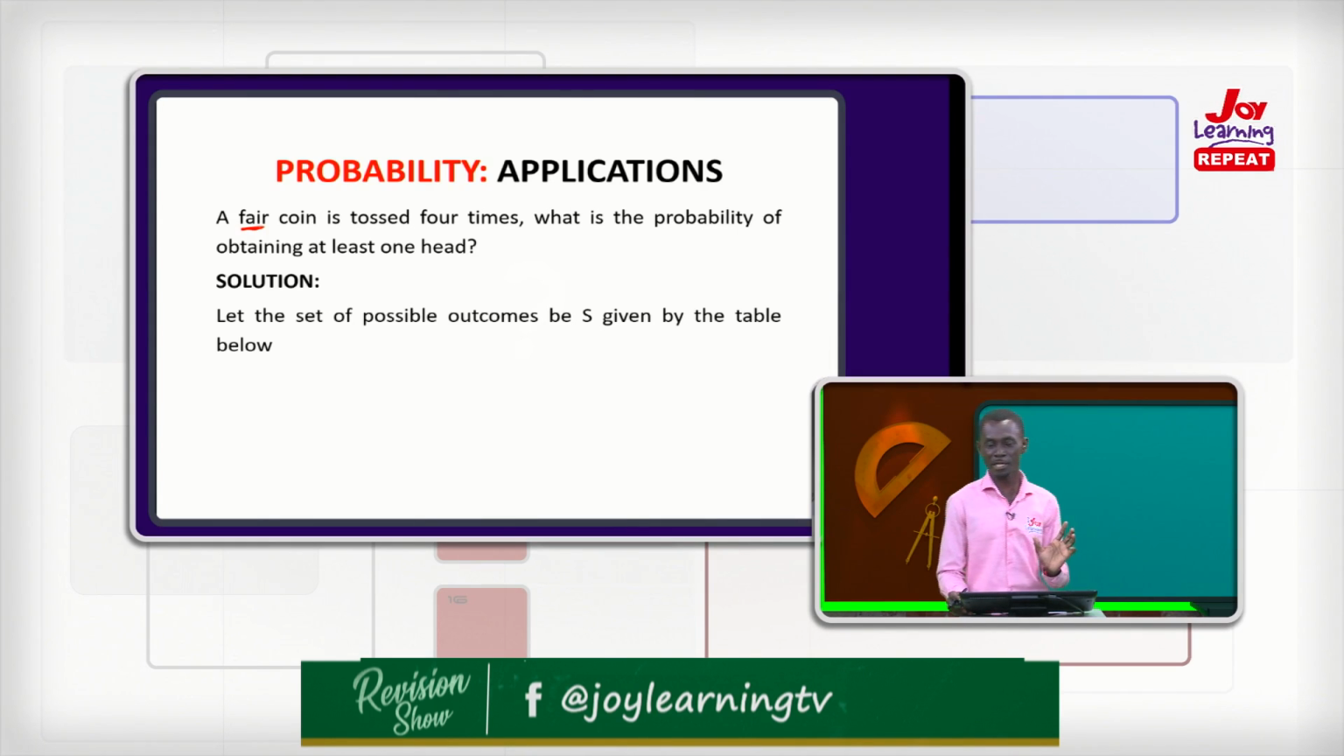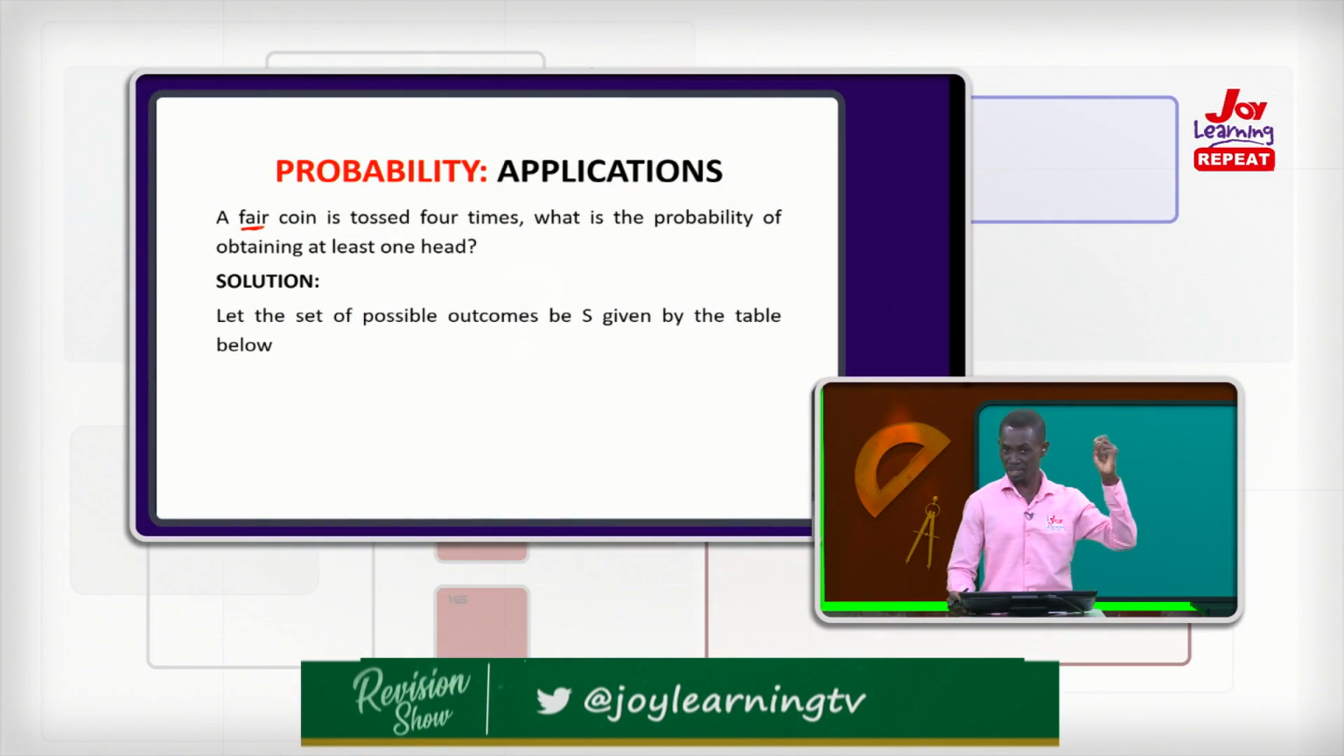Okay, so this is a clue. Since there are 2 possible outcomes for each toss, the first toss is 2 to the power 1. The second toss, 2 to the power 2. The third toss, 2 to the power 3. And that will give you what?